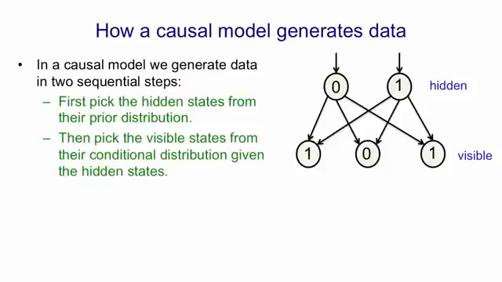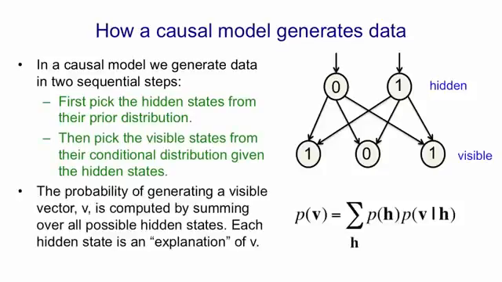So this is a kind of neural network causal generative model. It's using logistic units, and it uses biases for the hidden units and weights on the connections between hidden and visible units to assign a probability to every possible visible vector. The probability of generating a particular vector v is just the sum over all the possible hidden states of the probability of generating that hidden state times the probability of generating v given that hidden state. So that's a causal model.